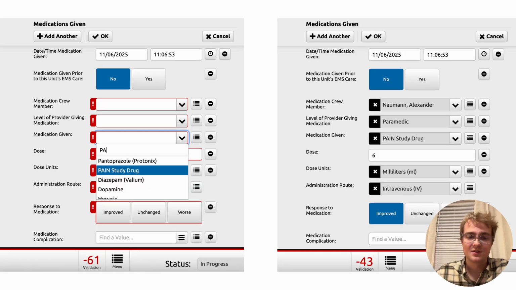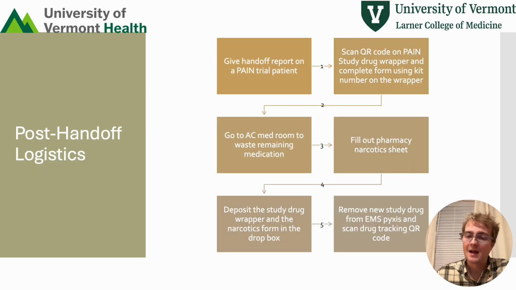This is what it looks like. It's just called pain study drug. Just fill it out as you normally would with any other medication. So this is just a recap of all of those steps.